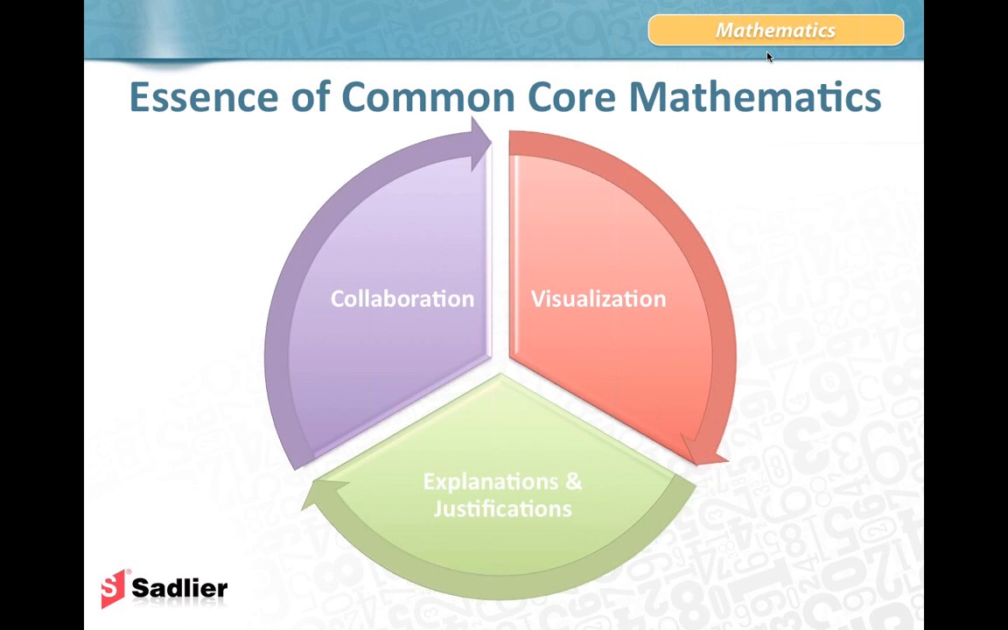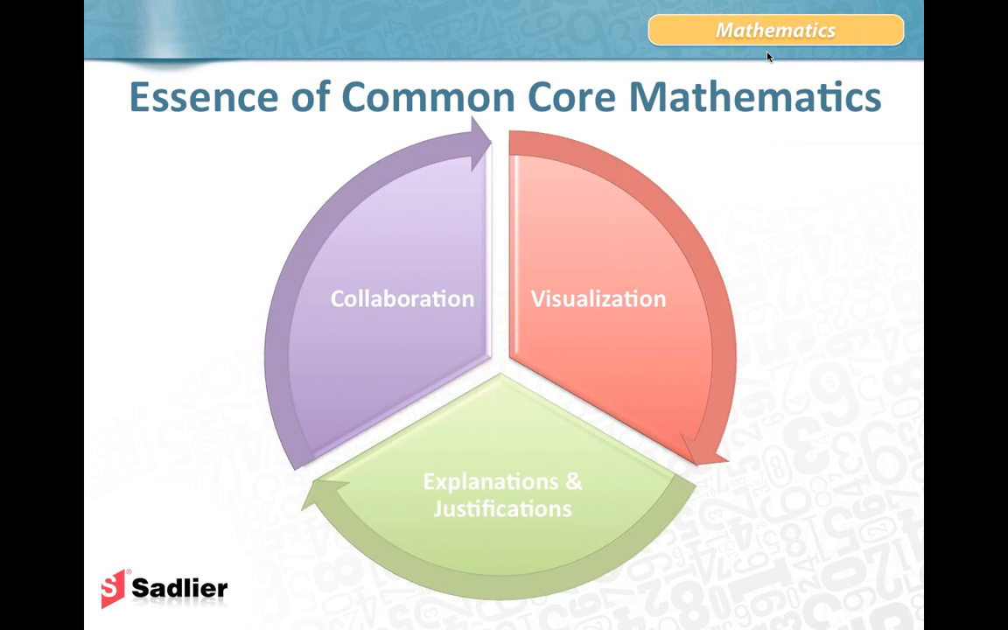Visualization. Common Core wants students to visualize math, show math multiple ways, show multiple representations of math. So can students show that 3 times 5 is equal to 15? Can they show it on a number line? Can they visualize that that's 3 groups of 5? Can they draw a diagram about that? Can they explain it? Once they can visualize it, then they can move on to explanation and justification.